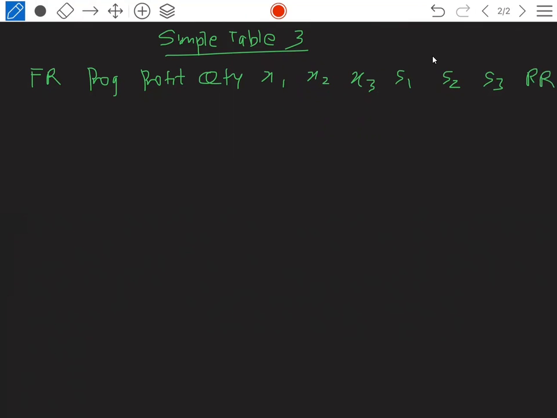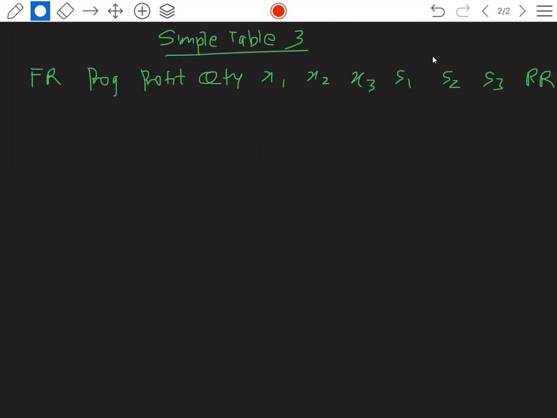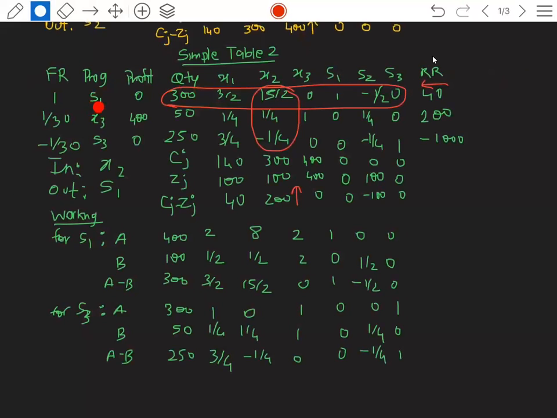So in the program column, as we have discussed in the previous table, the incoming and outgoing variable. Incoming variable will be x2, outgoing variable will be s1. Incoming is x2, which is the key column. Outgoing is s1, which is the key row. So this needs to be understood, and accordingly, in the third simplex table, in the program column, we are going to simply remove this s1. In its place x2 will come, and x3 and s3 will remain as it is.